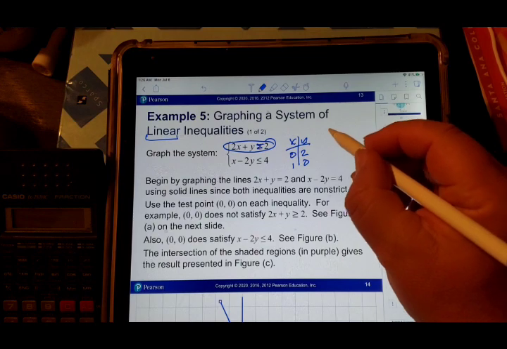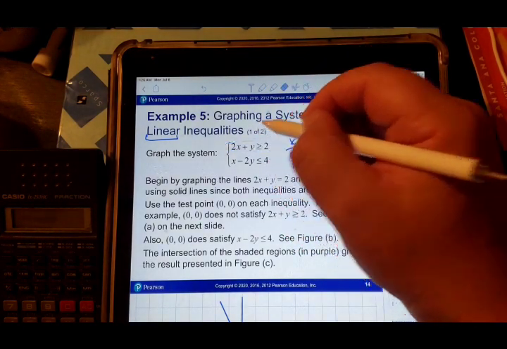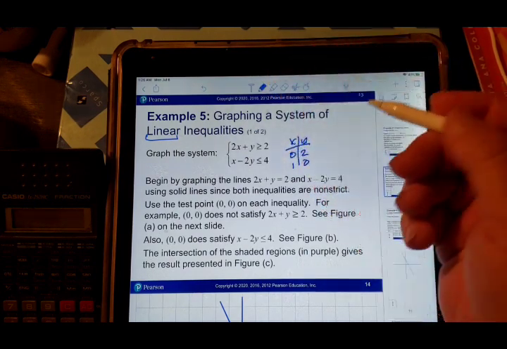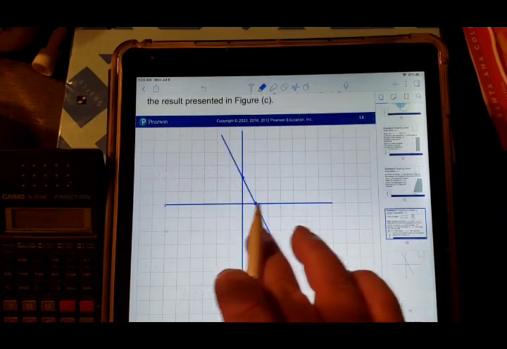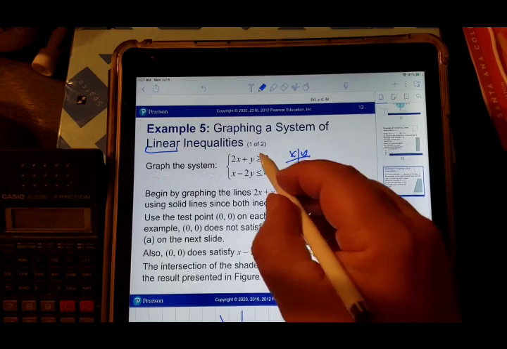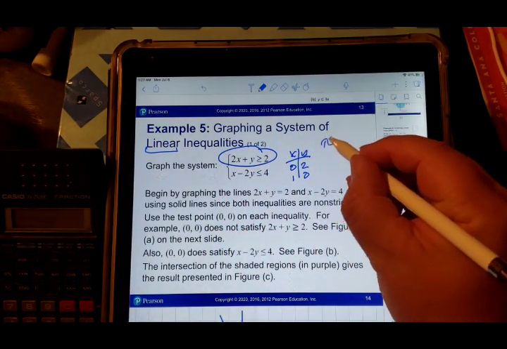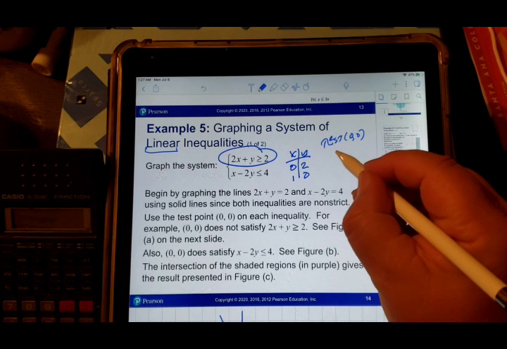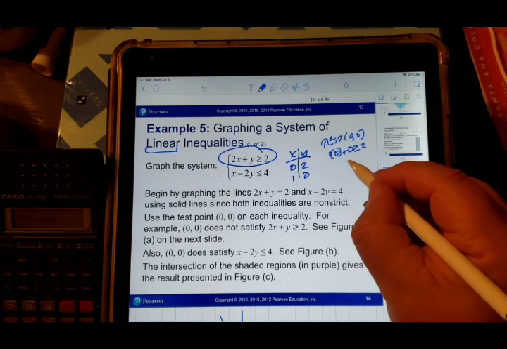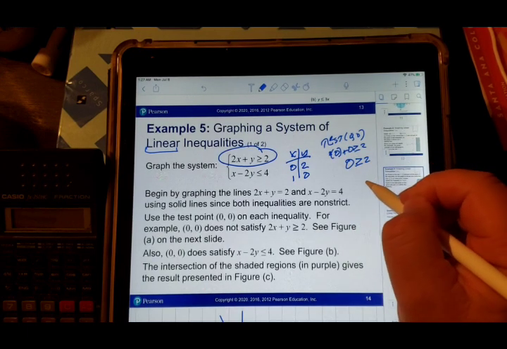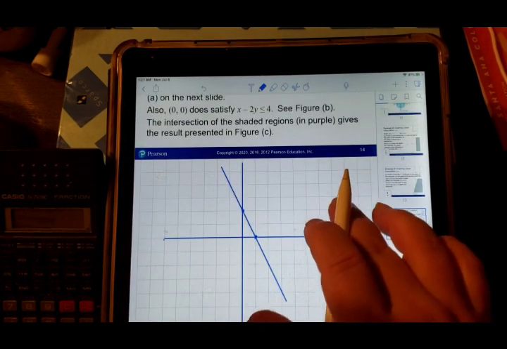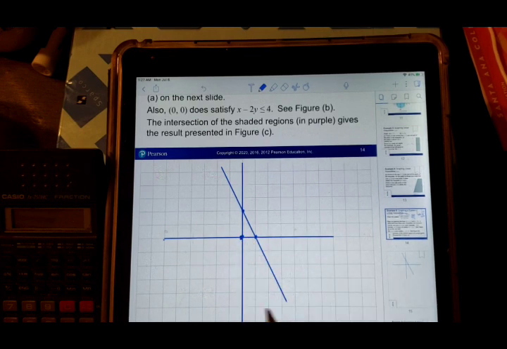But I'm not done with that line yet. Let's test 0, 0 in the original inequality. If I test 0, 0, I like that test point, and if it's not on the line, I use that test point. So again, for this first line, if I test 0, 0, I get 2 times 0 plus 0 is greater than or equal to 2, or 0 is greater than or equal to 2. That, of course, is false. So here's my test point.